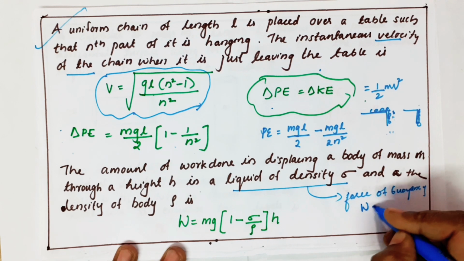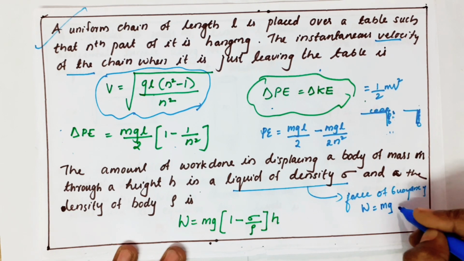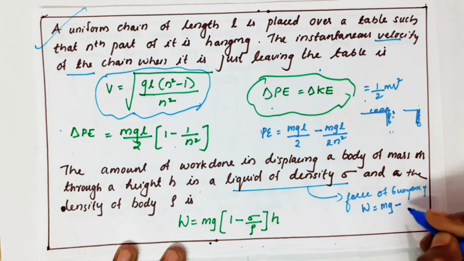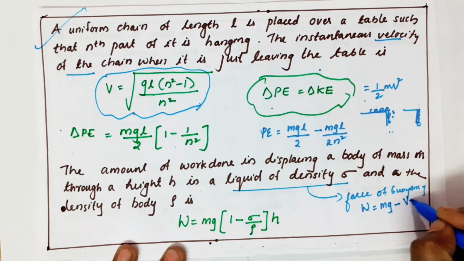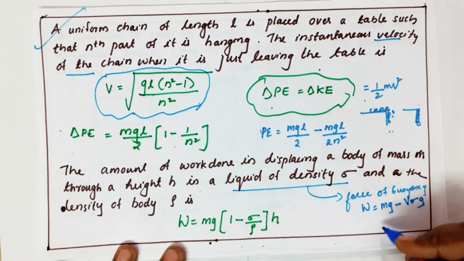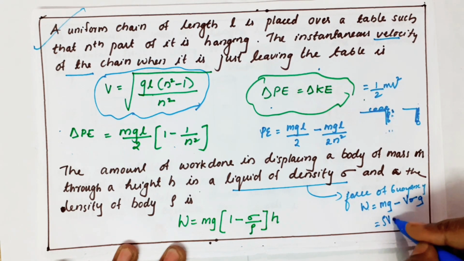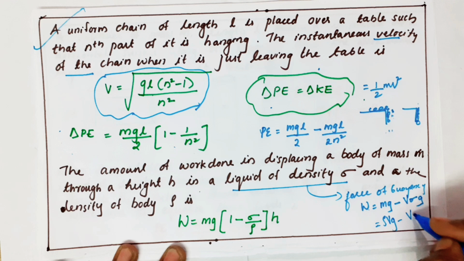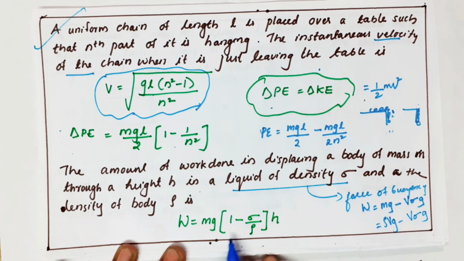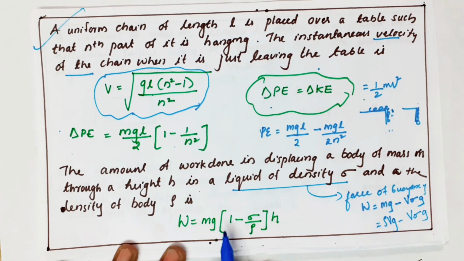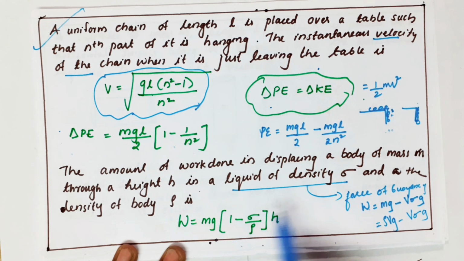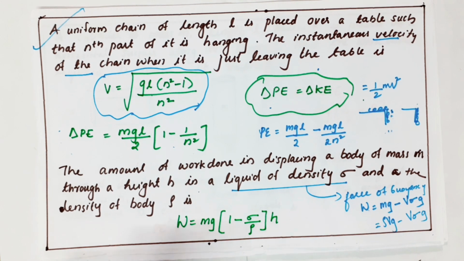So the weight of the body that we experience is mg minus the buoyant force. The buoyant force is V sigma g. This mass is rho Vg. Rho Vg minus V sigma g gives you the answer. You take mg as common and we get the term mg into 1 minus sigma by rho, where sigma, remember, is the density of the liquid, and rho is the density of the body. I hope you got it clear.